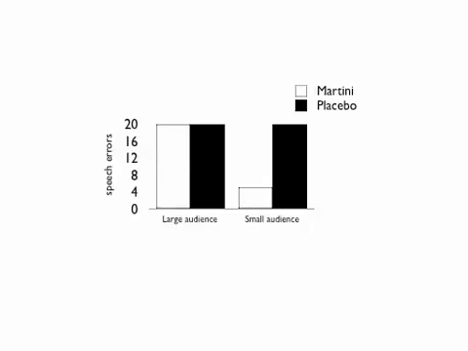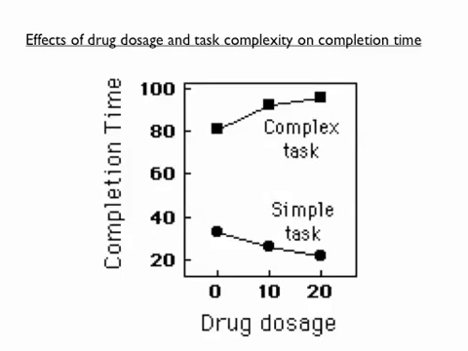Okay, next slide. One more example of main effects and interactions. So back to the simple and complex task and drug dosage. We have an interaction here too, because the effects of the drugs seem to be different depending on the other factor. What is the other factor? It's the type of task you are given. That factor has two levels, the simple and complex. And the effects of the drug seem to decrease completion time when you're doing a simple task.